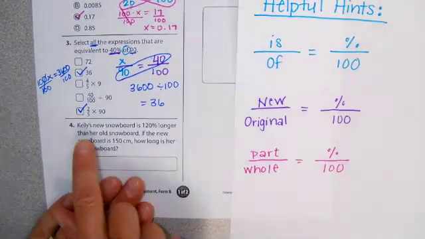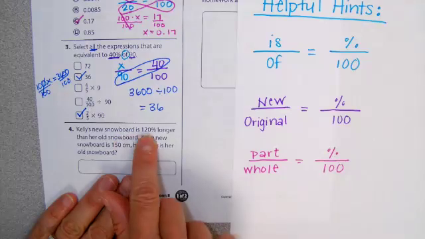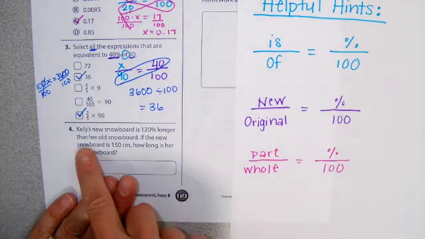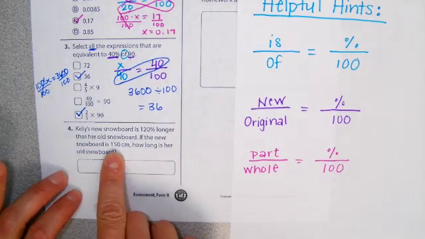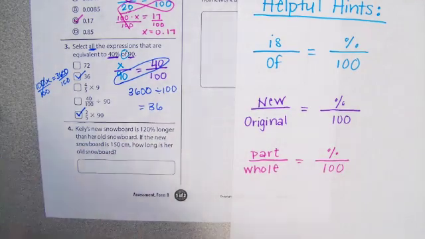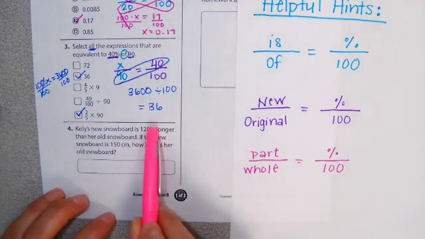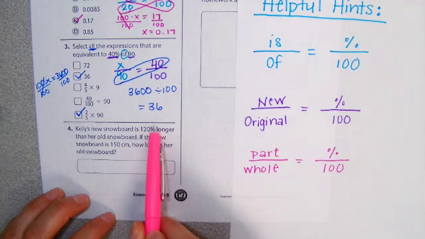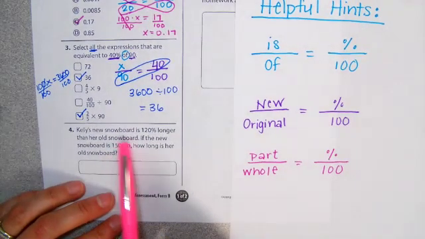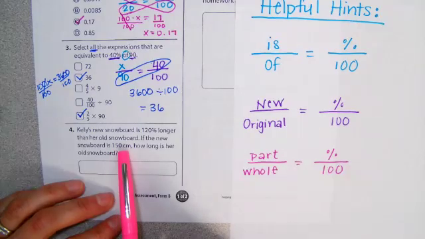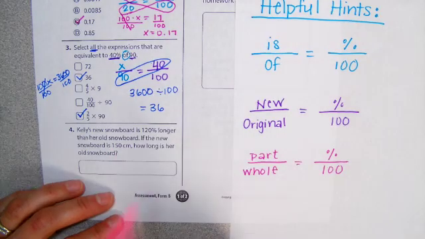Number 4 says Kelly's new snowboard is 120% longer than her old snowboard. If the new snowboard is 150 centimeters, how long is her old snowboard? Okay, so here we go. This one, again, we have a percentage in here, which indicates it's a percentage question. And we have a piece of information of 150 centimeters for her new snowboard.